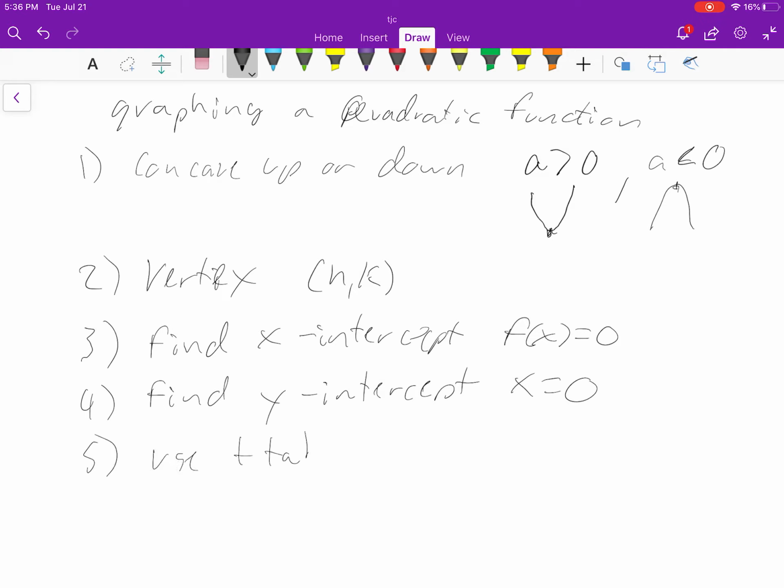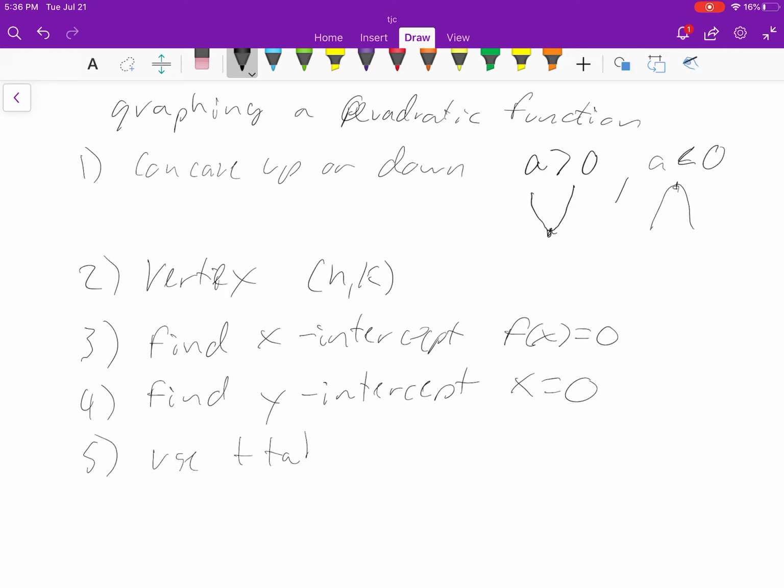Okay, so let's do this to graph a function. So we have this quadratic function here. It's already been put in standard form, and I'll show you how to put it in this form later, but for now let's just look at getting these. So number one, we need to know what our A is. Our A equals -2, which is less than 0. So since A is less than 0, we know we're concave down, or frowny face, all right?